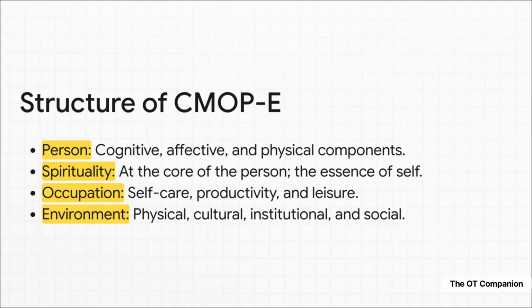You can see it looks at the person, their occupations, and their environment, just like the others. But look what's sitting right there, smack in the middle: spirituality. Now, this doesn't just mean religion. The model defines it as the very essence of a person, their source of will, meaning, and purpose. It literally puts what is most meaningful to that individual at the absolute heart of the therapy process.